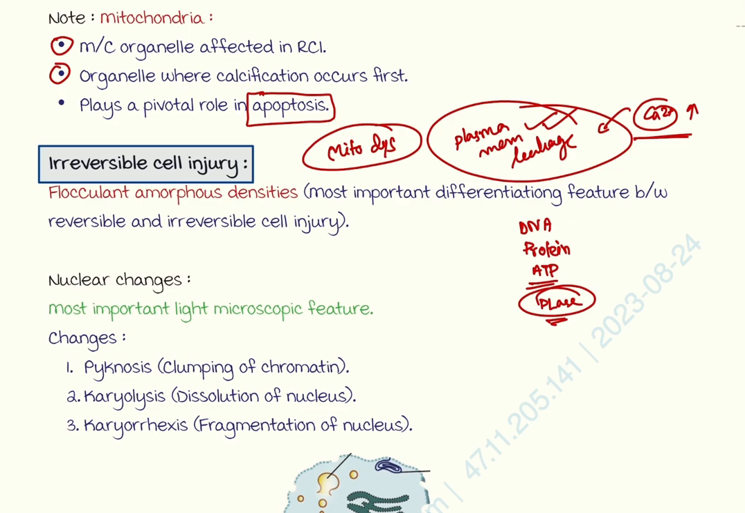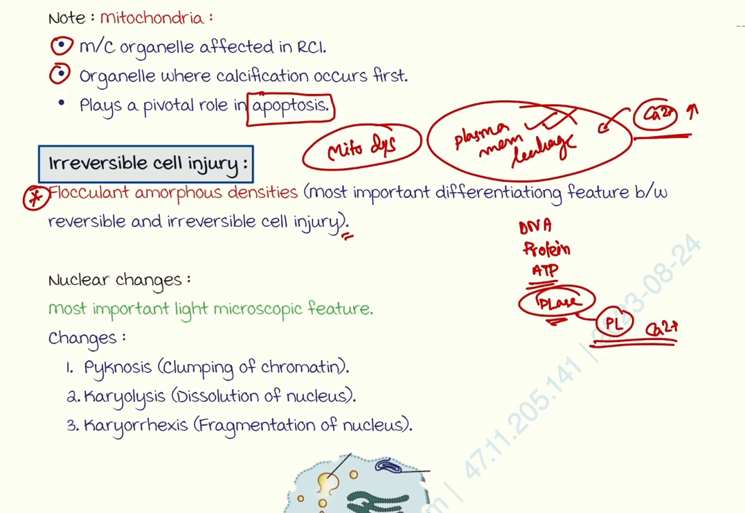Okay, the membranes will be broken down, and there will be amorphous densities. When these membranes are broken down, the phospholipids will be free, that will combine with calcium and can cause flocculent amorphous deposits that are basically seen under the electron microscope, and that is a very, very important differentiating point between reversible and irreversible injury. That is the amorphous deposits or densities in the mitochondria.